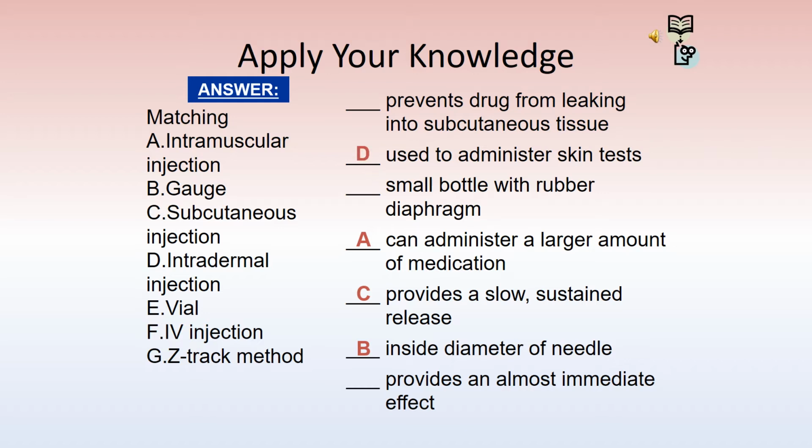What's a vial? Small bottle with rubber diaphragm. So make sure you spell it correctly. And then IV injection. Provides an almost immediate effect. Yeah, so absorption is pretty much 100% with IV injection. And then lastly, Z-Track.